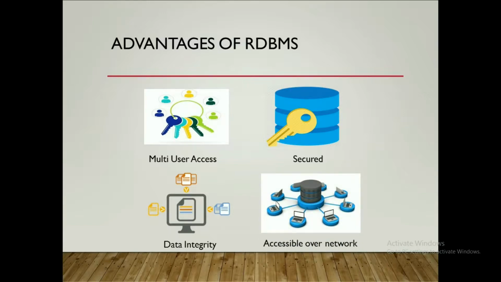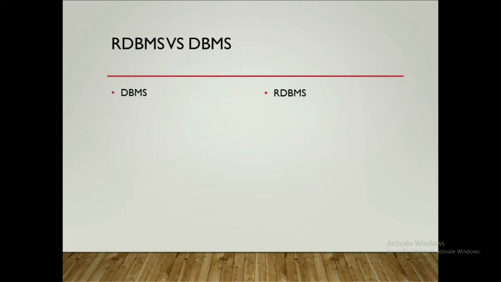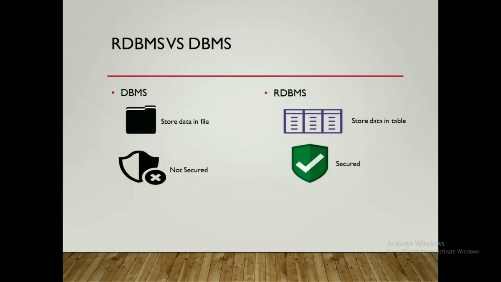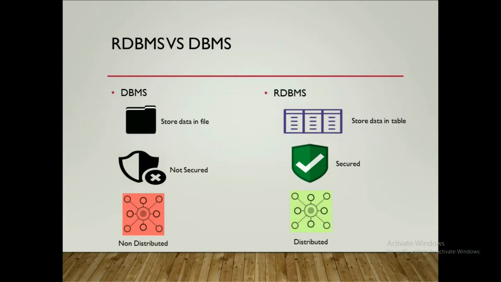Now let's see the difference between DBMS versus RDBMS. DBMS stores data in files whereas RDBMS stores data in tabular form. DBMS doesn't apply security whereas RDBMS applies security using certain privileges. DBMS is not distributed but RDBMS systems can be distributed across multiple databases. DBMS doesn't support integrity of data but RDBMS defines integrity for ACID: atomicity, consistency, isolation, durability transactions.